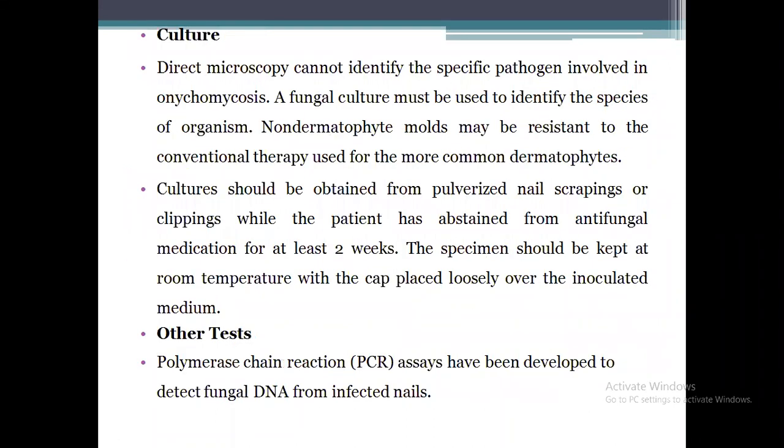Second one is culture. In culture, we will understand which organism is responsible for the development of this disease. But as I mentioned, it can be negative in 30% of cases, so we are not going to rely on this much because it's not that precise. Another test is polymerase chain reaction, PCR, which is an assay developed to detect fungal DNA from infected nails.